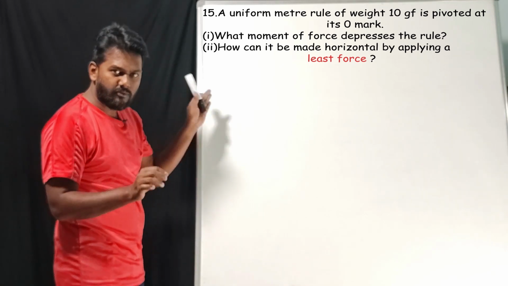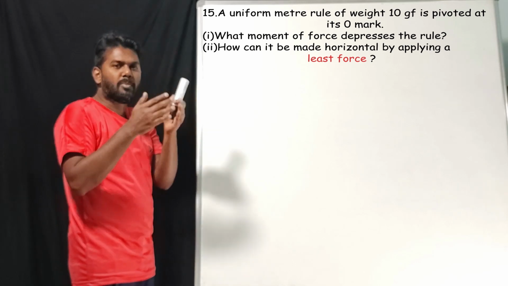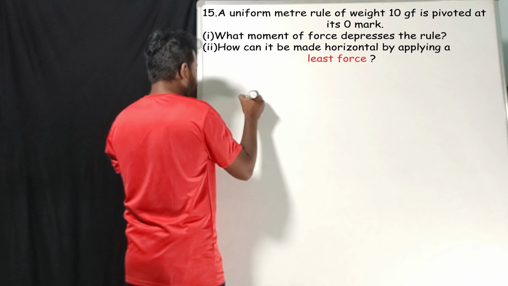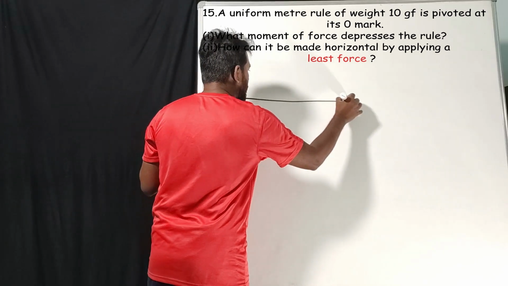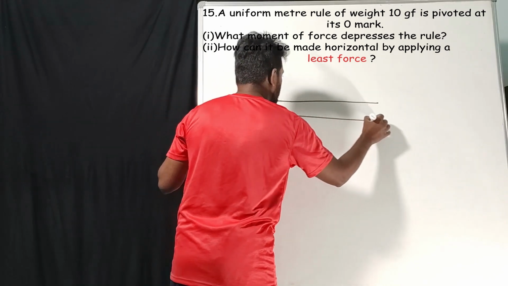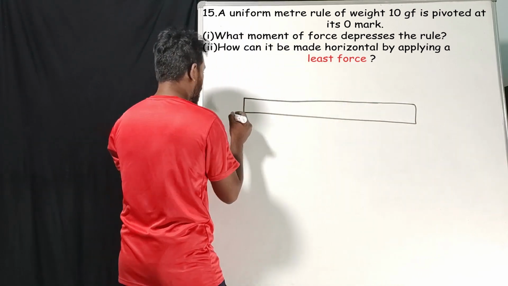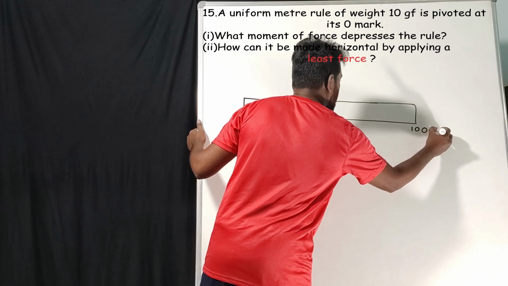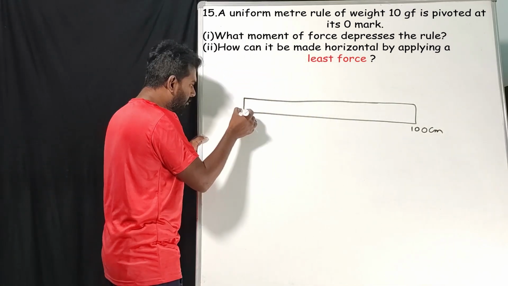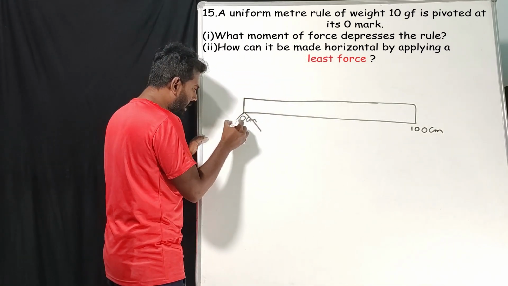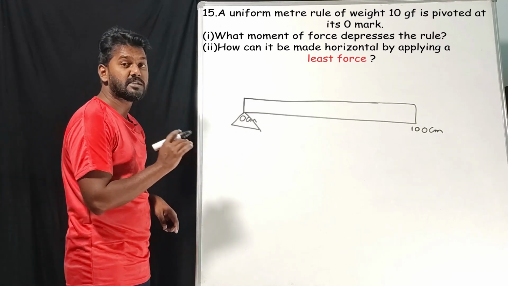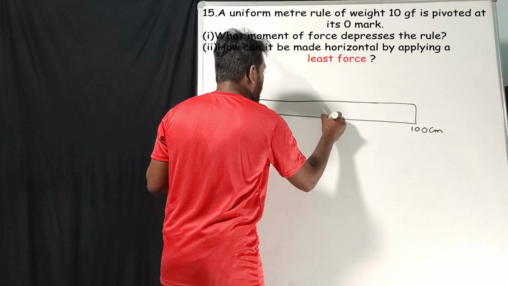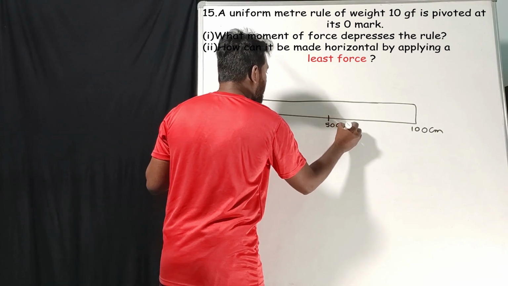So we'll draw the diagram first, then you will get the proper solution. First, according to the given data, we are going to draw the uniform meter rule. It starts from 0 centimeter to 100 centimeter. Now the pivoted point is only at 0 centimeter. Here this is important, but for a uniform meter rule always the pivoted point will be at 50 centimeter.